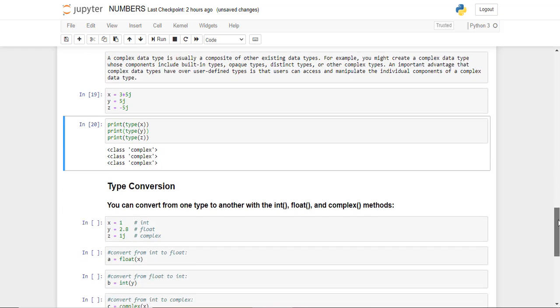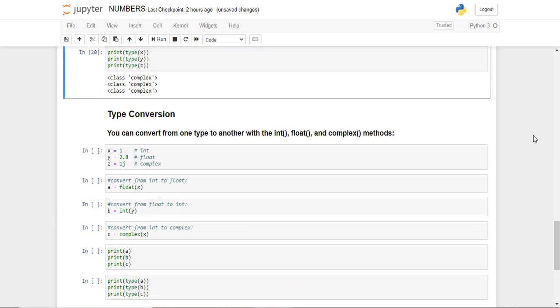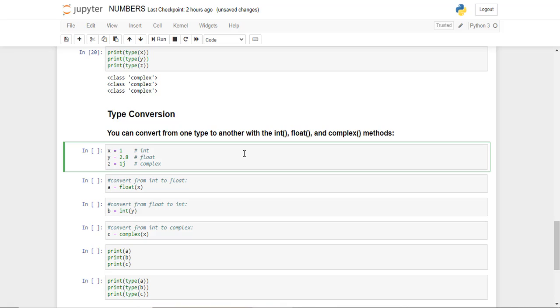It prefers to deal with integers in terms of memory, but Python will always take care of the accuracy for you. Now let's see how the numbers are converted. These are three numbers: x is equal to 1, an integer; y is equal to 2.8, a floating point number; and z is equal to 1j, a complex number.